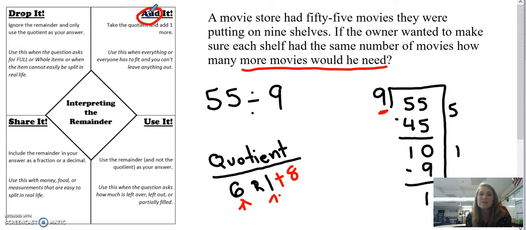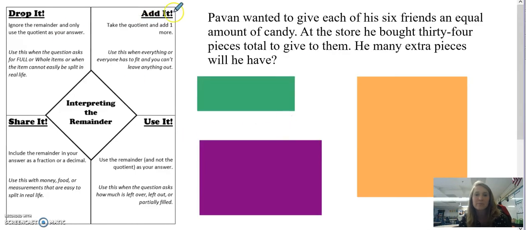So we're kind of doing a little bit of adding, but instead of adding 1 to the quotient, we're actually adding to our remainder. So how many more movies would he need? He would need 8 more movies. So that's a different way to interpret a remainder. Let's look at another problem.